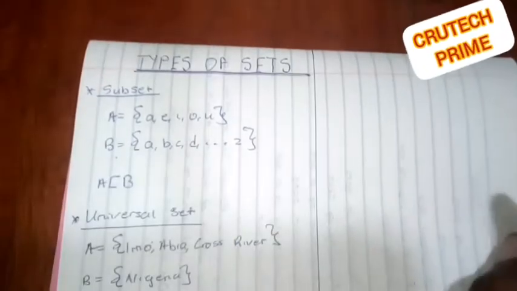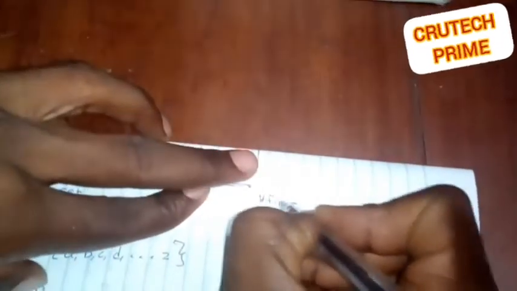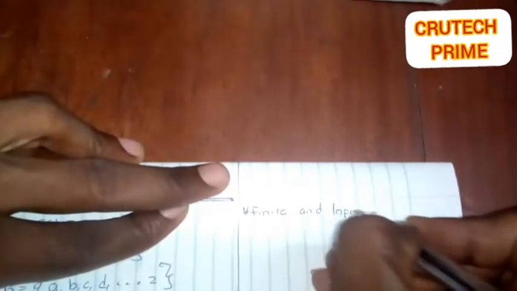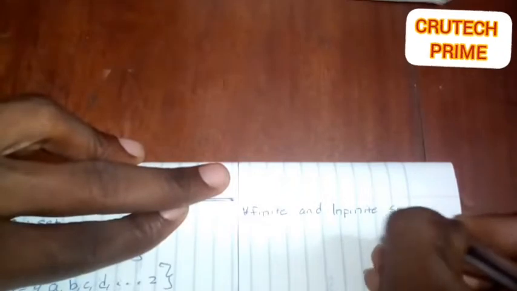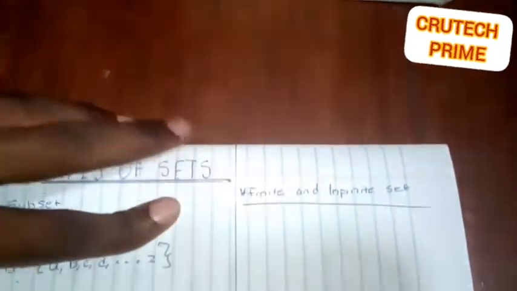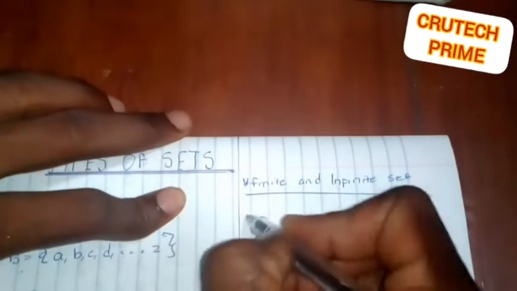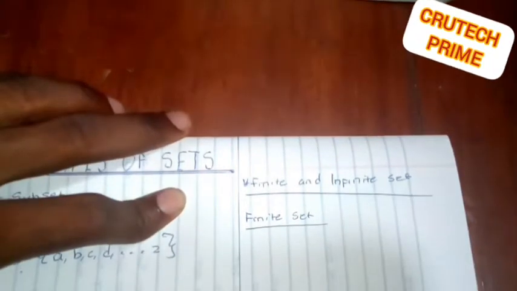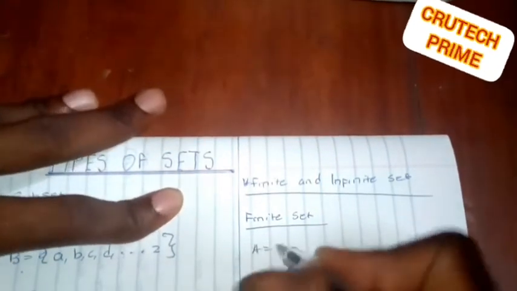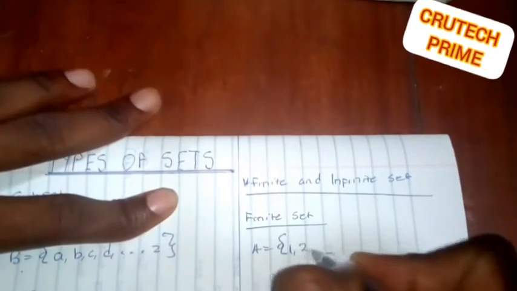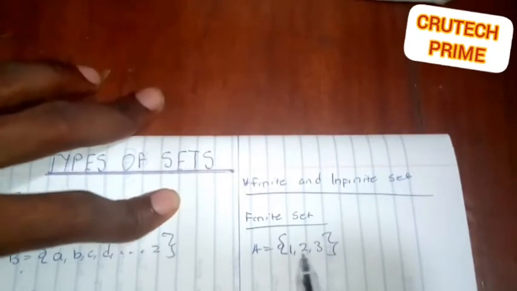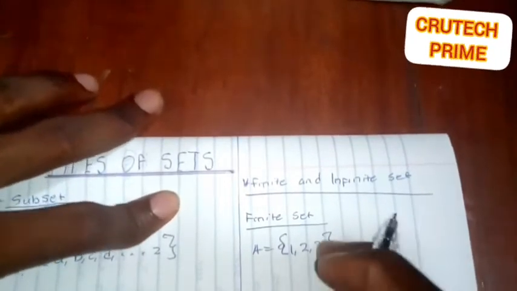Let's go to the next type of set, which is called finite and infinite sets. Now, let's take for example finite sets. If we have A equals the elements 1, 2, 3. This is a finite set because the number of elements is specific and can be counted. Now it's a finite set.